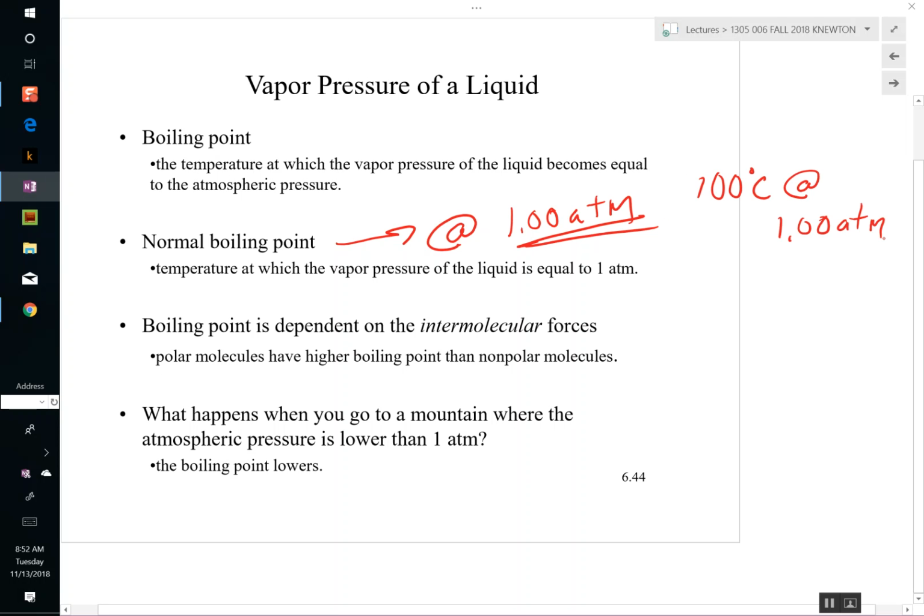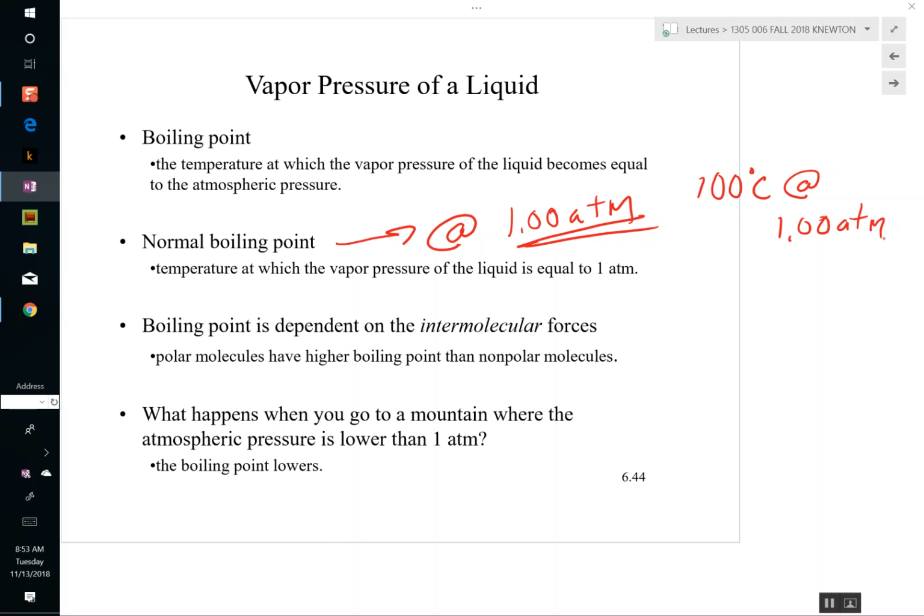In Denver, Colorado, water boils at a lower temperature. You say, well, it's still water. Yeah, it's still water, but it's not at 1 atmosphere. It's at less. It's 1 mile high in Denver, so there's less atmospheric pressure above it. Pressure's lower. The water gets up to that pressure at a lower temperature. So water's boiling in Denver at maybe 97, 96 degrees centigrade.